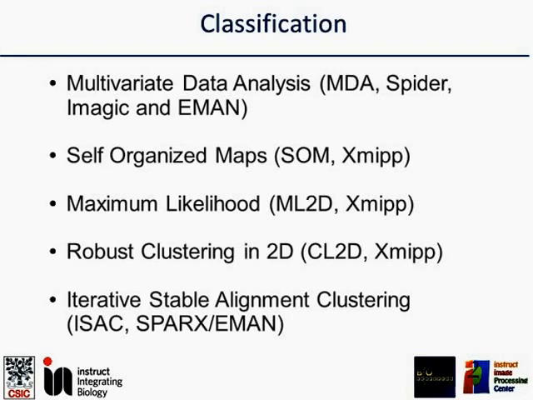I will also mention the self-organizing map, which uses a kind of neural network, also the maximum likelihood based approach, and also clustering, robust clustering. And I will end with one from Pawel Penczek that is iterative, which he calls ISAC, iterative stable alignment and clustering.